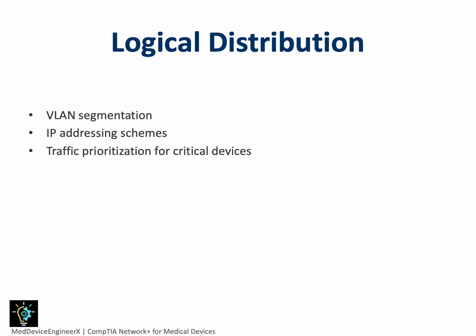Logical distribution goes beyond the wires. It's about how traffic is segmented and prioritized. VLANs are often used to isolate different categories of devices, such as separating life support systems from administrative computers. IP addressing schemes are carefully designed so that devices can be identified, managed, and secured. Traffic prioritization, often through quality of service, ensures critical data like ventilator alarms takes priority over non-urgent traffic like email.